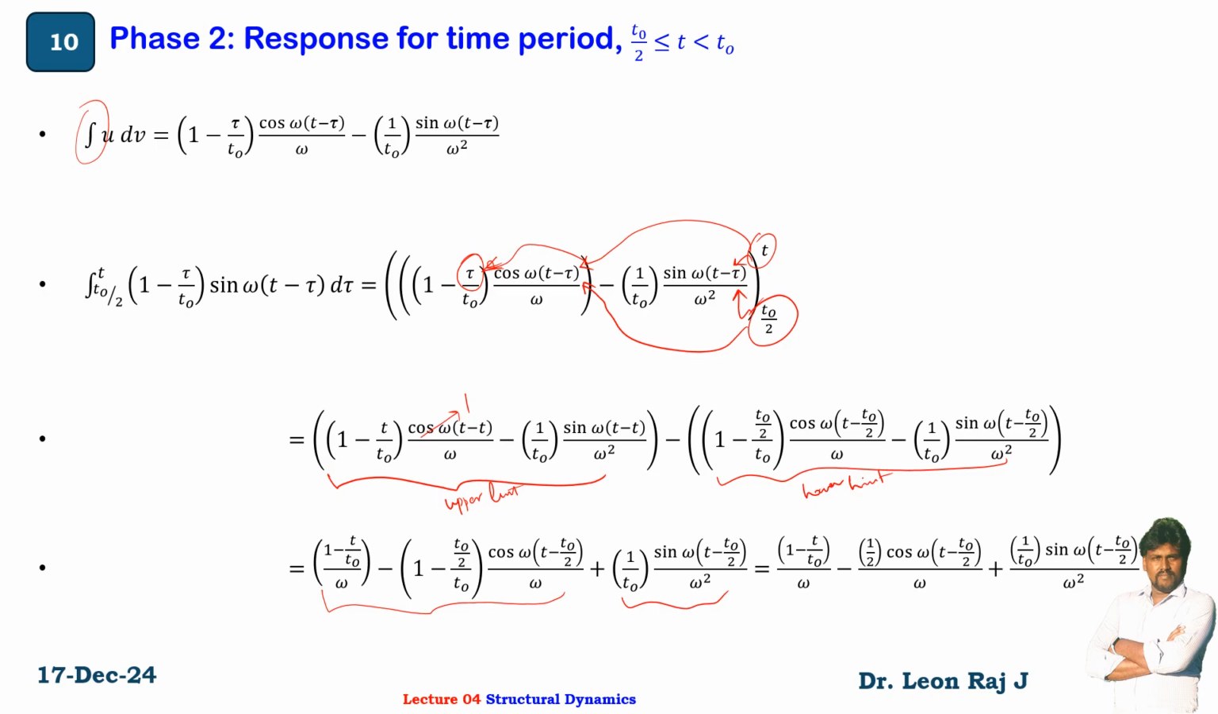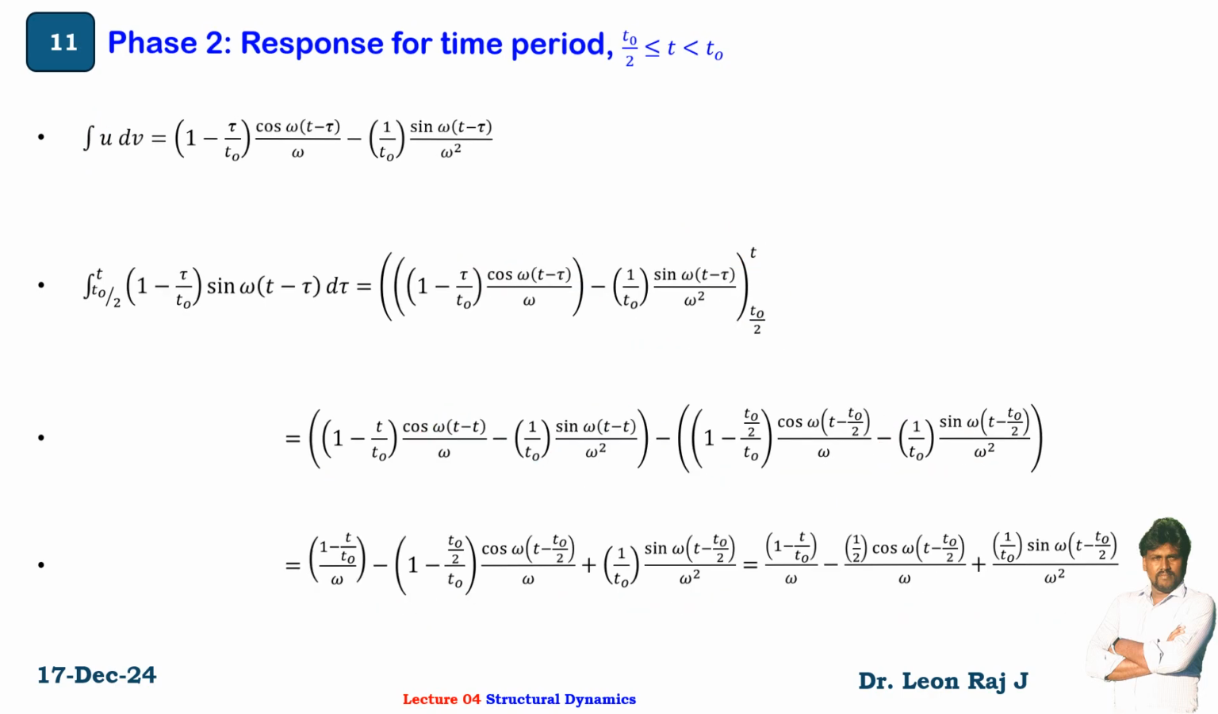So here this t minus t is equal to 0, so this whole term gets 0. So the leftover term is only this one. You have minus minus, which gets plus, and here you will get positive 1 by t0 sine omega (t minus t0 by 2) divided by omega square. Just to rearrange omega, omega, omega square, we have rearranged it. So (1 minus t by t0) divided by omega minus 1 by 2 cos omega (t minus t0 by 2) divided by omega plus 1 by t0 sine omega (t minus t0 by 2) divided by omega square. So this is your response for the time period t0 by 2 to t0.